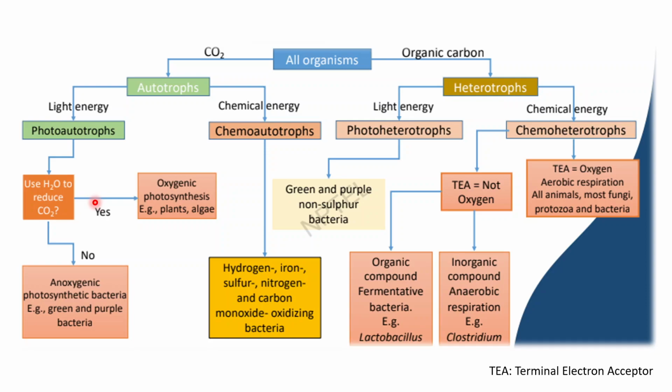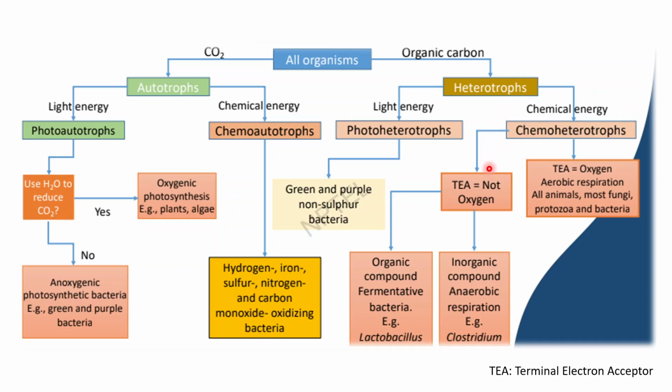In case of photoautotrophs, you saw that if it was not using H2O, if it was anoxygenic, that means in absence of oxygen, it was green and purple sulfur bacteria, because they are using H2S in place of H2O. Now in heterotrophs, these are green and purple non-sulfur bacteria, because they are using the light source and organic carbon as the carbon source. Among the chemoheterotrophs, they are using chemical energy and organic carbon as the carbon source.